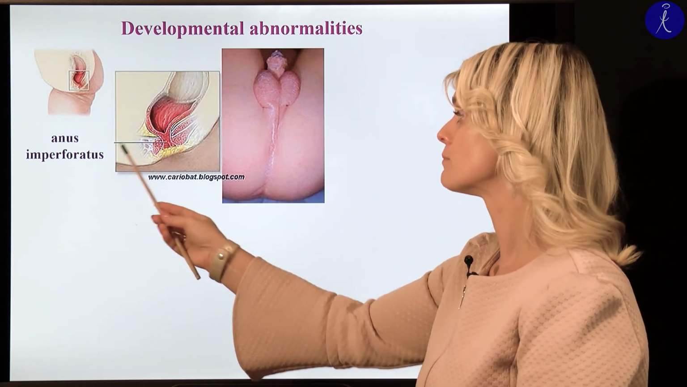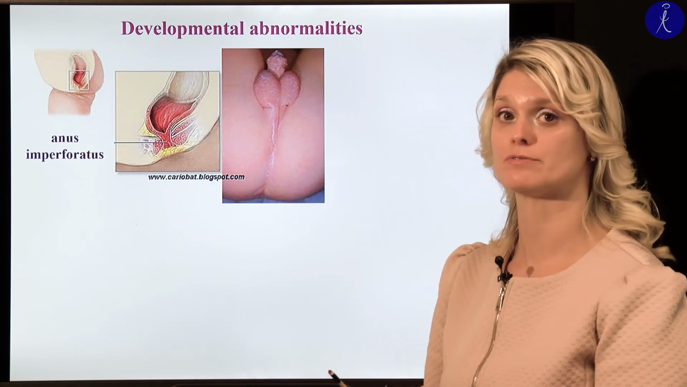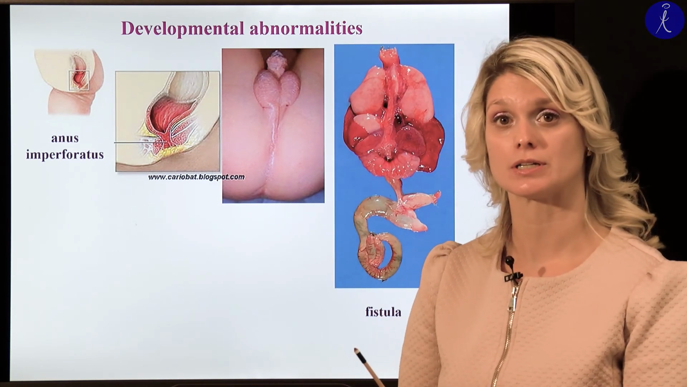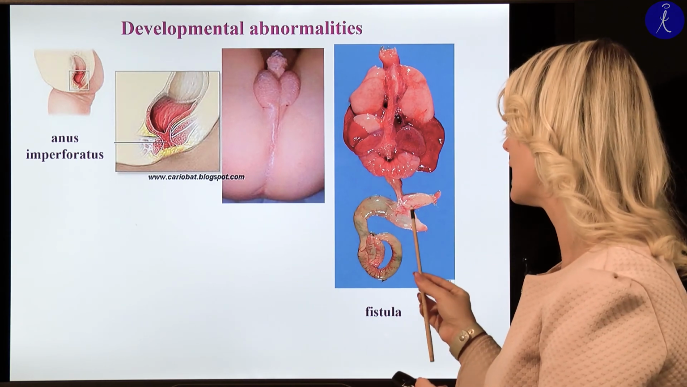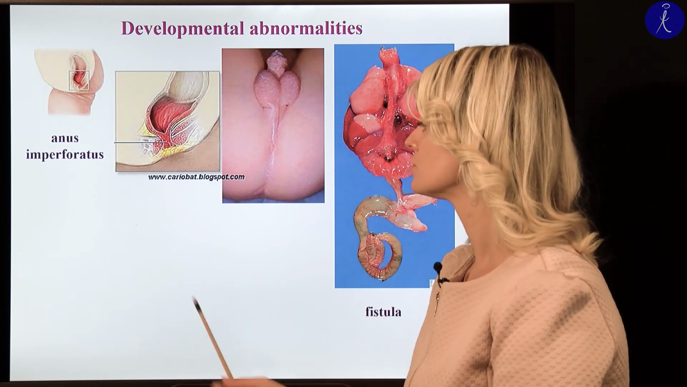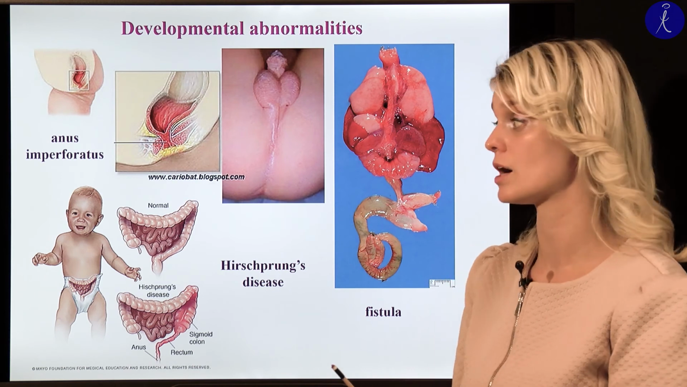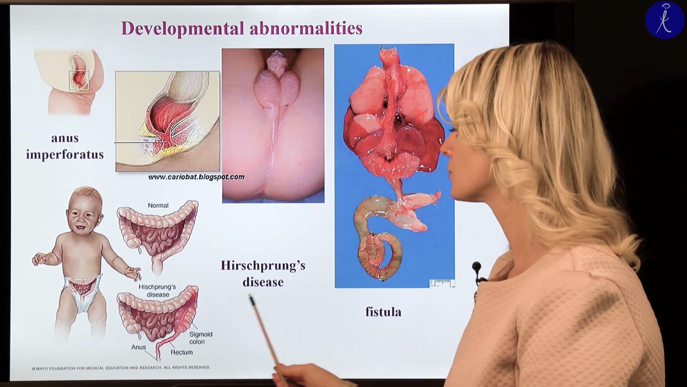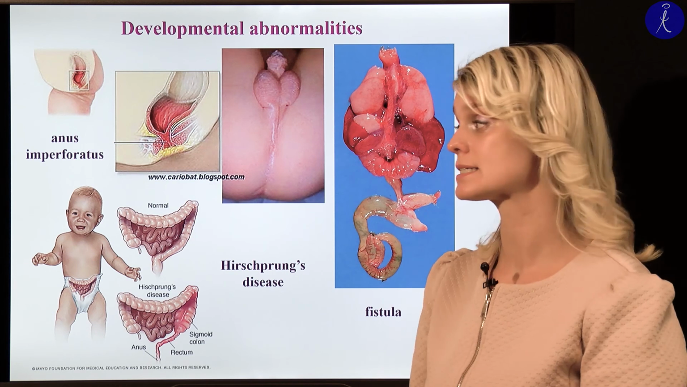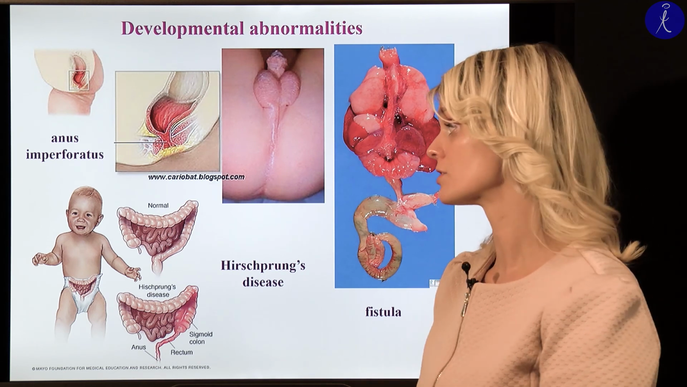Of course, if this anal membrane won't disappear, in this case we have the anus imperforatus. And we could have communication between the rectum and the bladder. These are called fistulas. And finally, I would like to mention a genetic developmental malformation of the colon, the large intestine. It's called Hirschsprung disease. In this case, the ganglionic cells, the parasympathetic ganglionic cells of the colon are missing. So that's why we have no normal peristaltic movement in the large intestine.